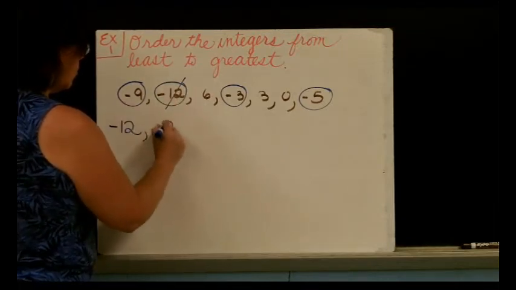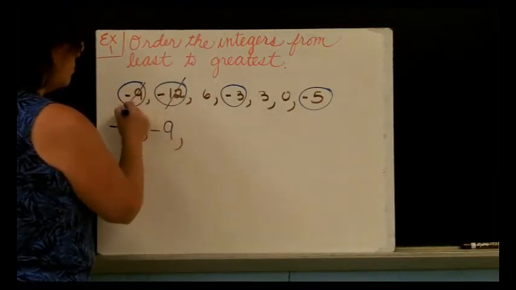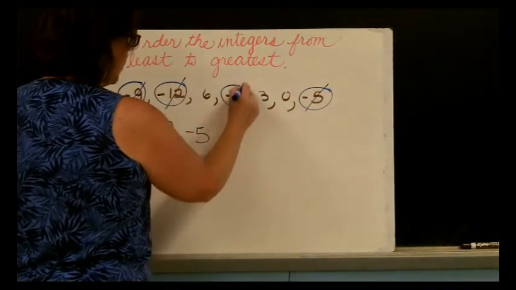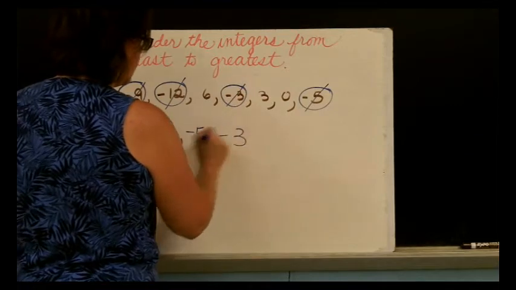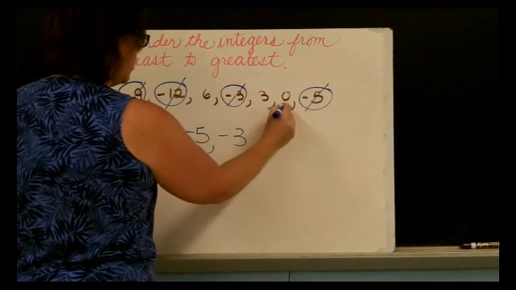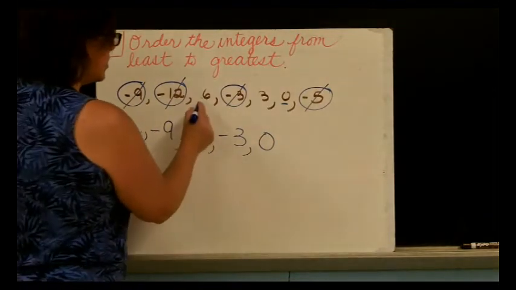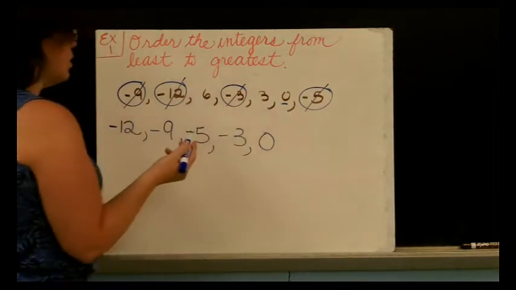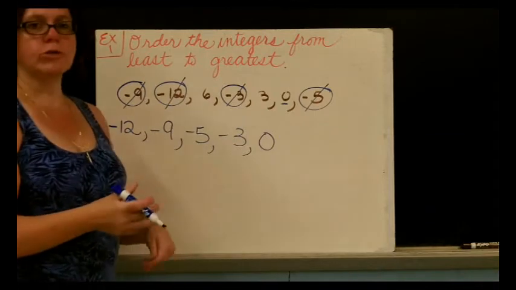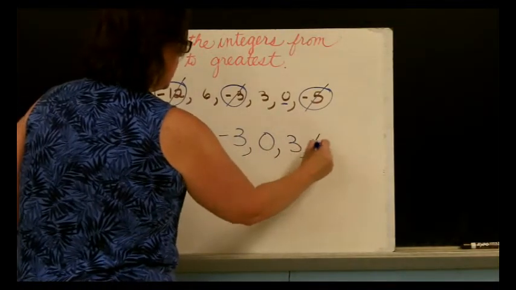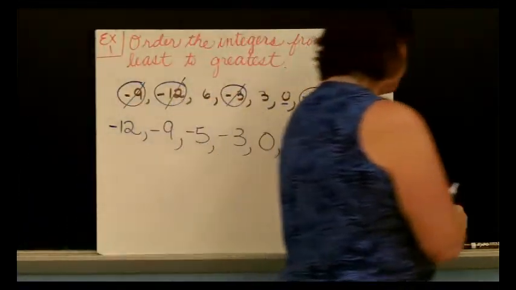Next, we have our -9, following -5 and -3. Here we have our 0, and that leaves us with our 2 positive numbers, 6 and 3. And when ordering positive numbers, we just go in the way that we count. So the 3 comes first, and then the 6 comes next.